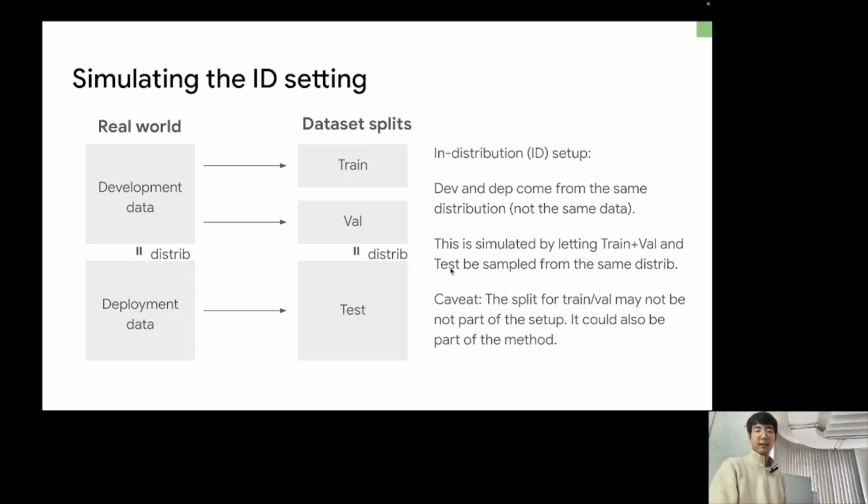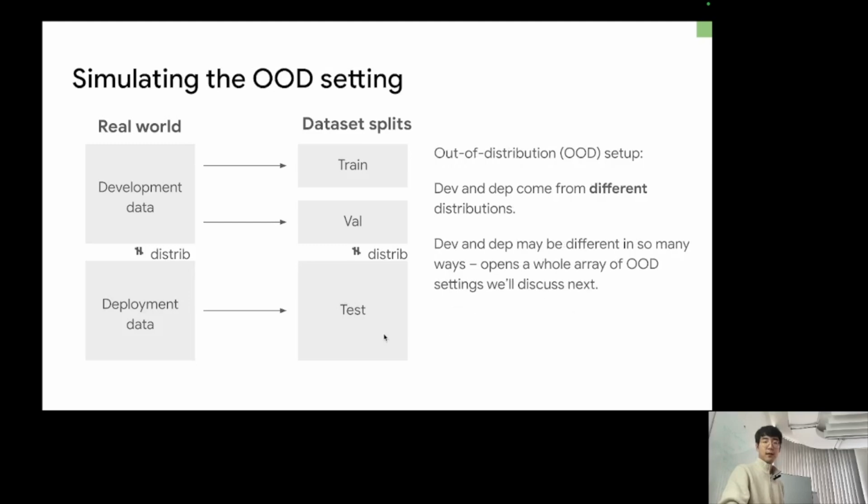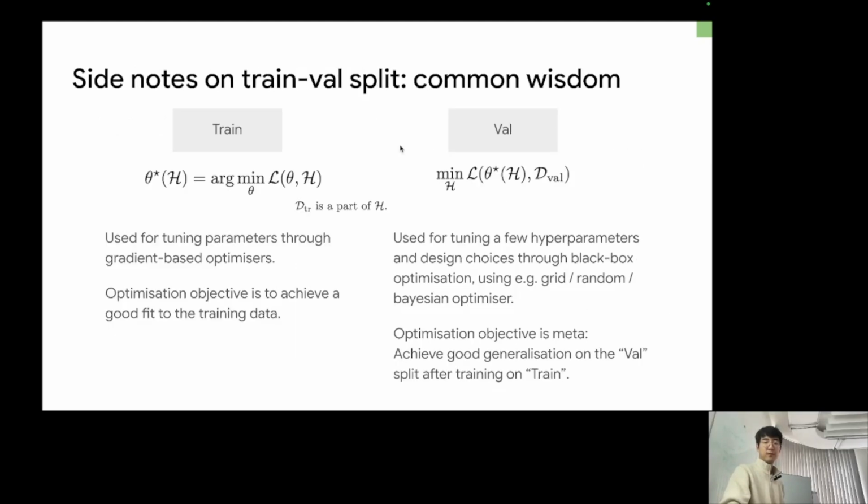I think this is repeating the same stuff: in distribution is when the splits come from the same distribution, and OOD is when they come from different distributions. Okay, so I want to make a small side note on the separation of training and validation split because I find it super interesting. As I said, there's no clear rule in general how one should separate the training and val. But still, there are some rules of thumb that people follow when it comes to how to use train and val.